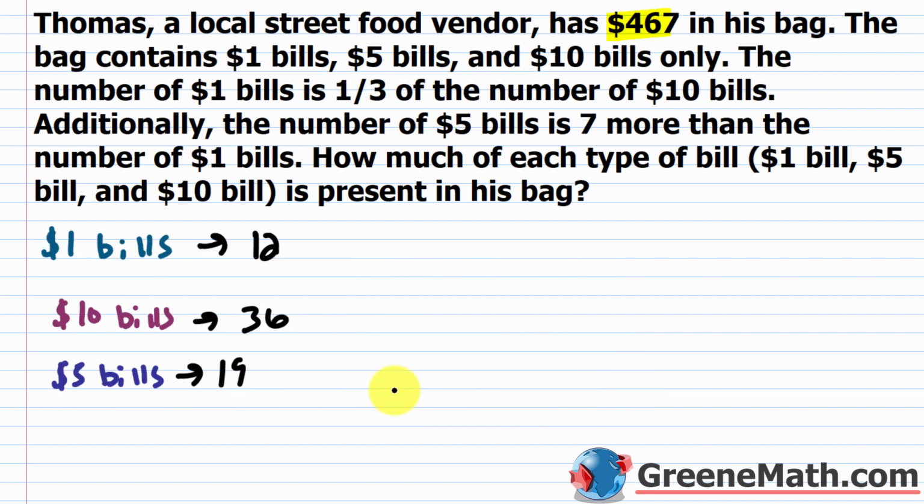So now just reading back through the problem to check the other parts, we have the number of $1 bills is 1/3 of the number of $10 bills. So you have 12 $1 bills, and that is 1/3 of 36, the number of $10 bills. So that checks out. Additionally, you have that the number of $5 bills, which is going to be 19, is 7 more than the number of $1 bills, which is going to be 12. 19 is 7 more than 12, so that part checks out as well. So this is our correct solution. We have 12 $1 bills, 36 $10 bills, and 19 $5 bills.